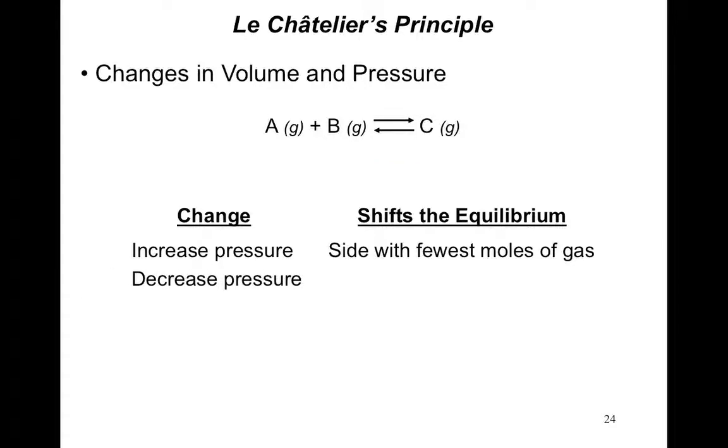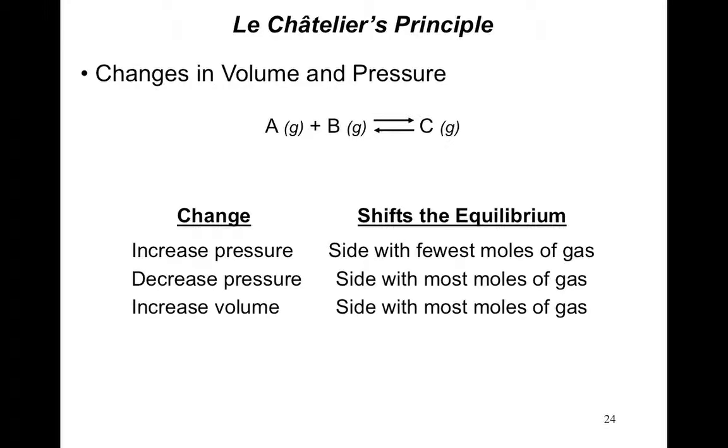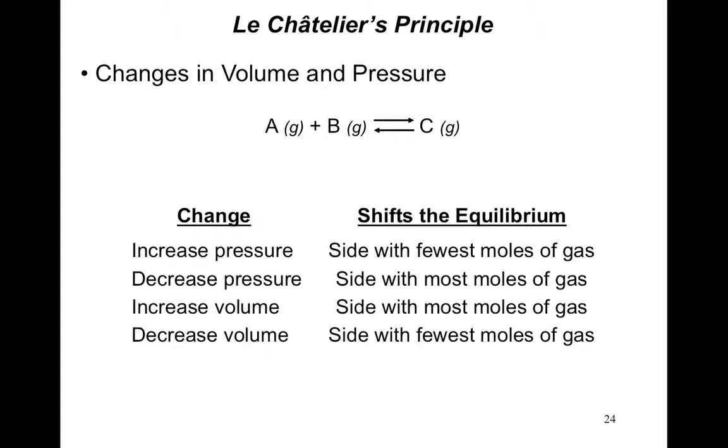If we decrease the pressure, then it's the exact opposite. You've got all the room in the world, be as many moles of gas as you want. We'd shift it to the left. If we increase the volume, we'll go to the side with the most moles of gas, because if you have a bigger space, you can have a lot of moles of gas. If you decrease the volume, you don't want a lot of moles of gas. You'll go to the fewest moles, which would be our right side. And that's kind of how volume and pressure can affect Le Chatelier's principle.